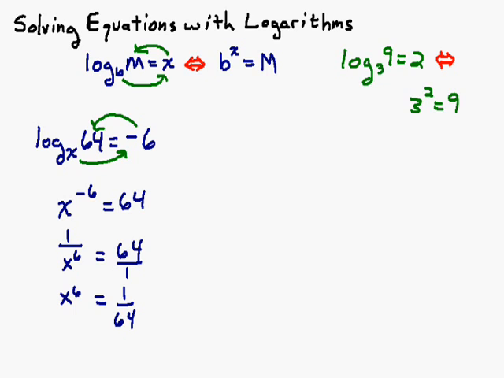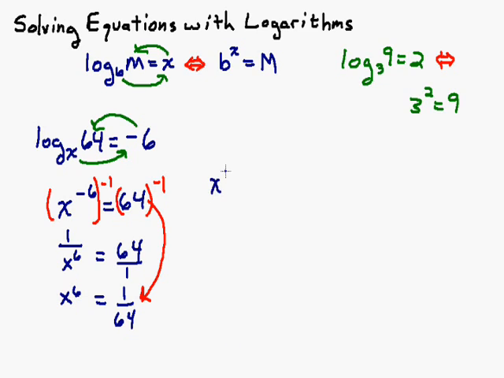Now, I was looking at this step right here. I could have gotten from our second step down to here by taking both sides to the -1 power. That's another way to get there. You want to get rid of that negative exponent on your variable. If I took both sides to the -1, -6 times -1 is 6, and then 64 to the -1 is 64 flipped over. Either way you do it, you want to get to that point where you have a positive exponent on your variable.